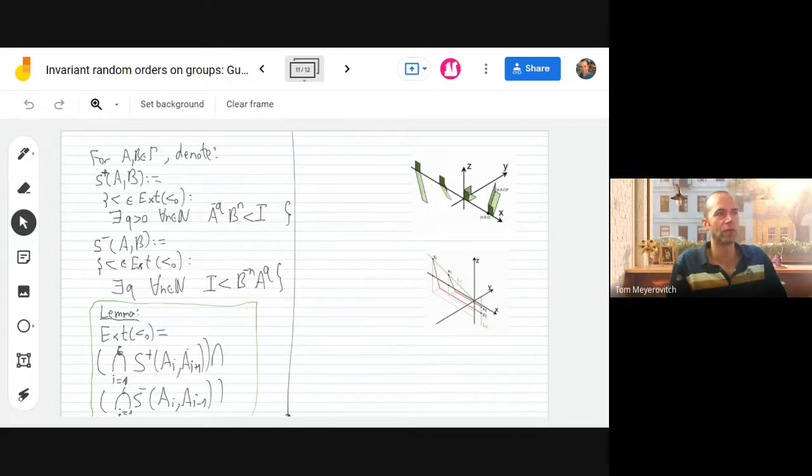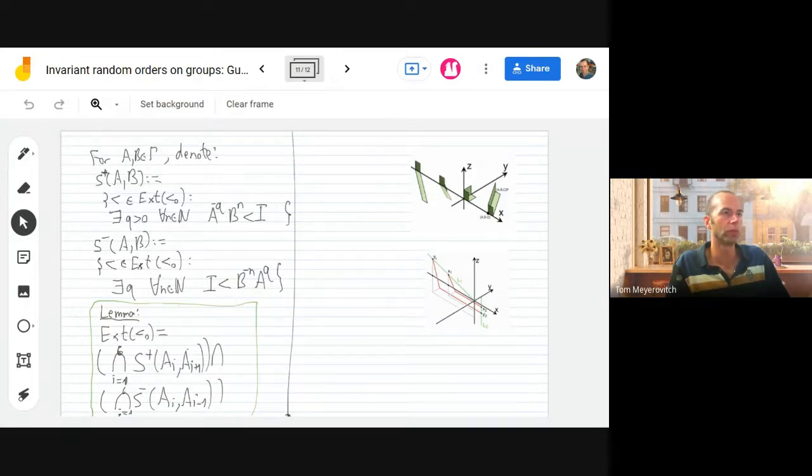And then there's an analogous notion, S minus, which also says in some sense that A is much bigger than B. So these two sets are various ways to indicate that A is much bigger than B. And if you intersect them with invariant orders, they're the same. There's just one order. This is the lexicographic order.